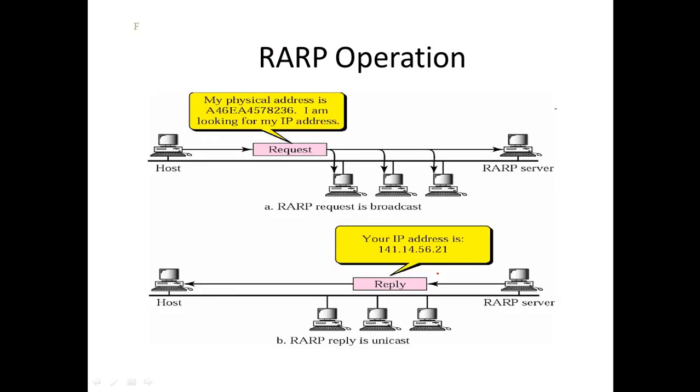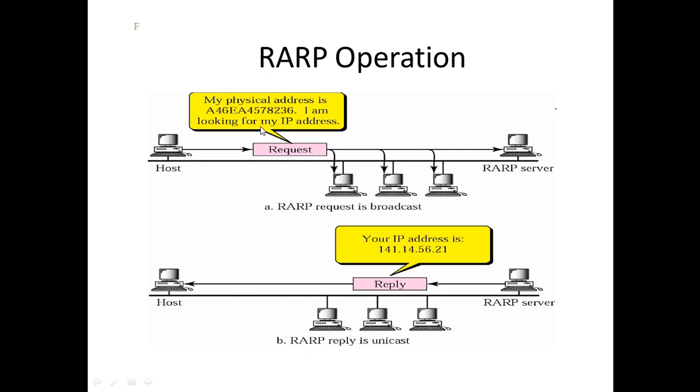Let's see the operation of the RARP protocol, how RARP actually works. I have my physical address mentioned over here, and I am looking for my IP. This is your host and this is your RARP server. You broadcast your request message towards the server. I have already told you that only the reply will be unicast, but the request message will be broadcast.